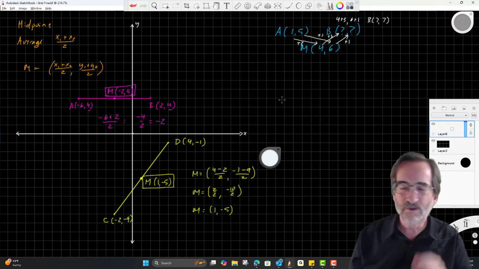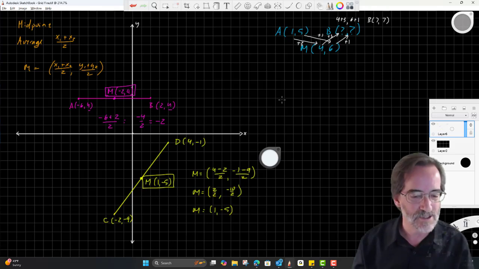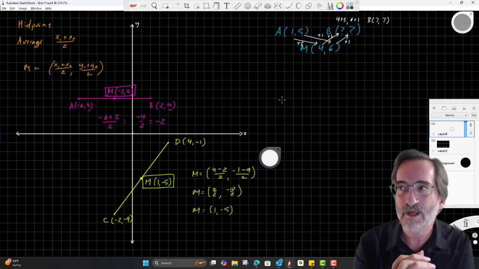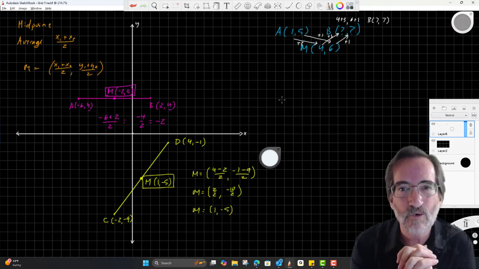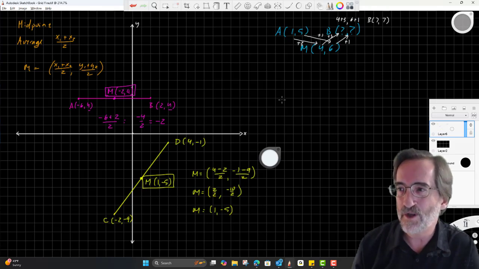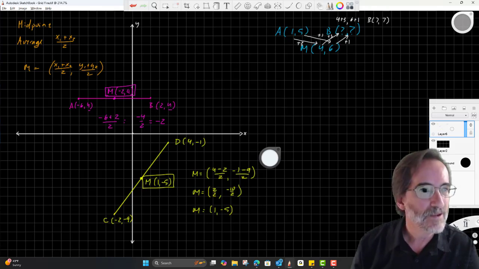Okay. So you may be asked a question on occasion, particularly on the ISAT test, about finding the endpoint if you know the midpoint, or the midpoint and one endpoint. All right, that's about it.